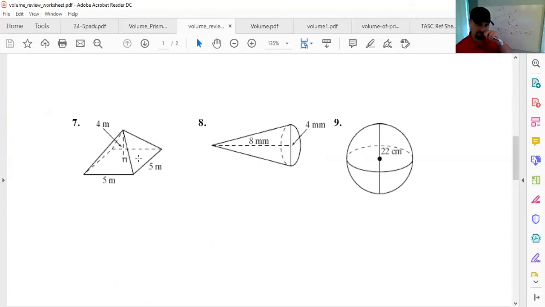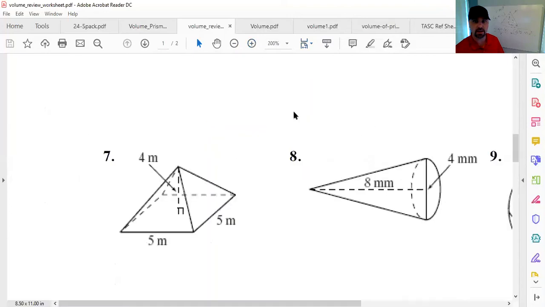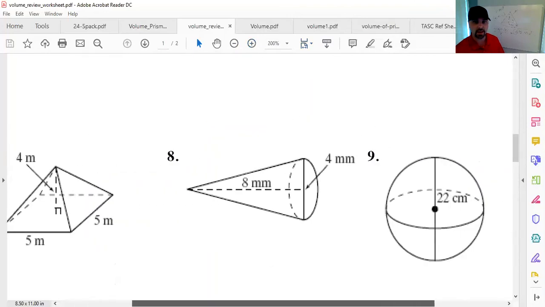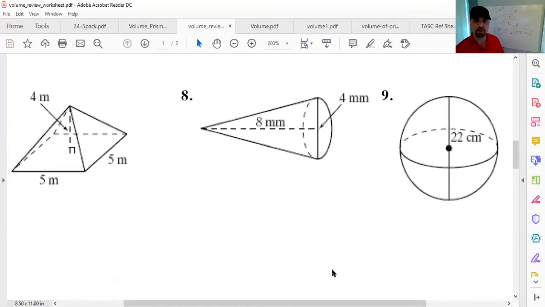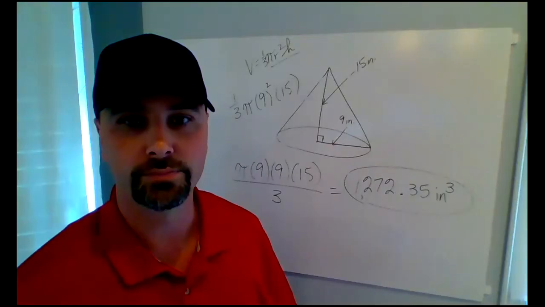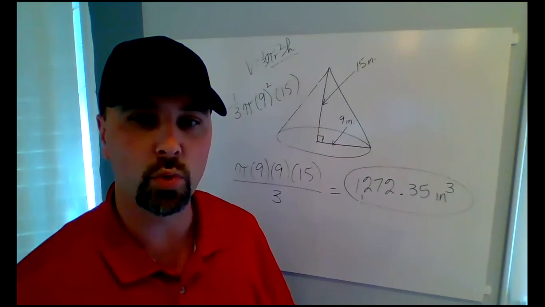So here's a couple more: a pyramid, a cone, and a sphere. So I'm going to go ahead and pause the screen myself. If you want to pause the screen, why don't you work through these 3, and then I'm going to come back and show you an abbreviated version of these. I'll show you the formulas and the answers. Okay, so go ahead and pause the screen and then go ahead and work those out.